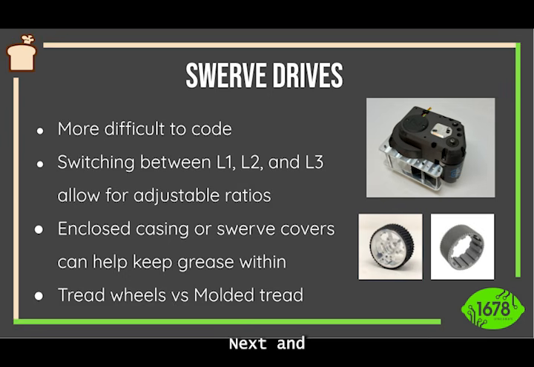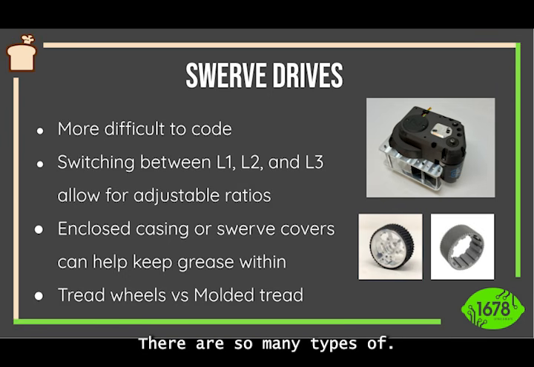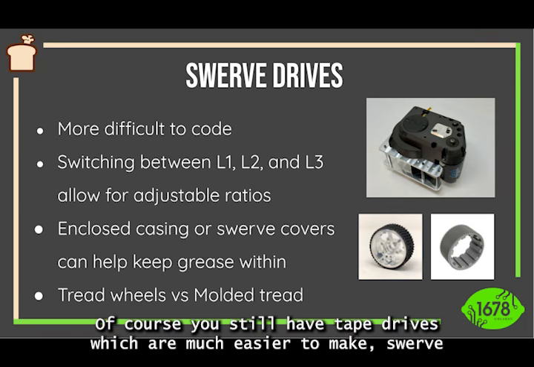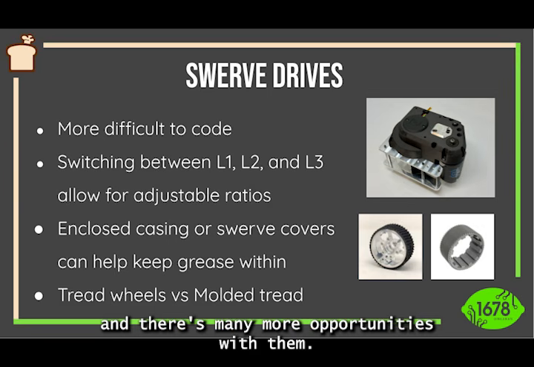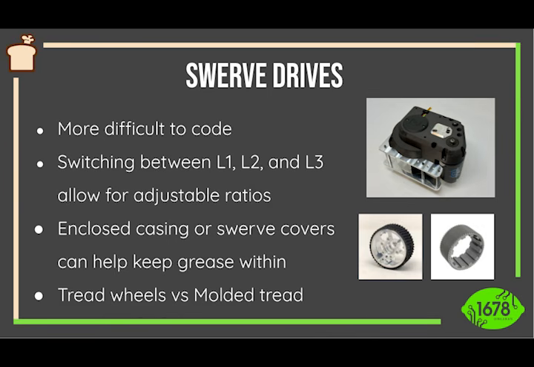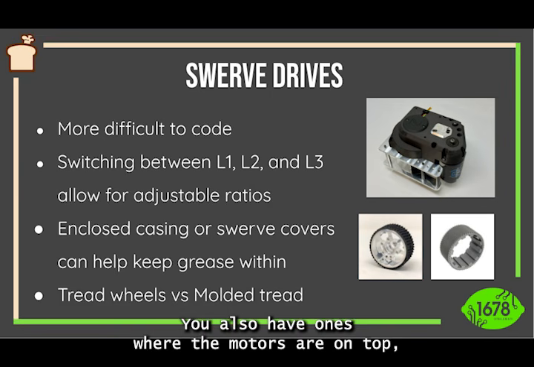Next. And swerve drives. This is the next part of drivetrains. There are so many types. Of course, you still have tank drives, which are much easier to make. Swerve drives are more difficult to code, but they're more customizable, and there are many more opportunities with them. First off, they vary in many sizes. Some, like the MK5 right here, are small and compact downwards. You also have ones where the motors are on top.